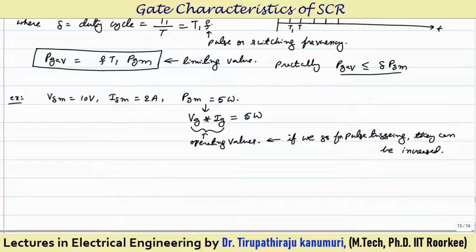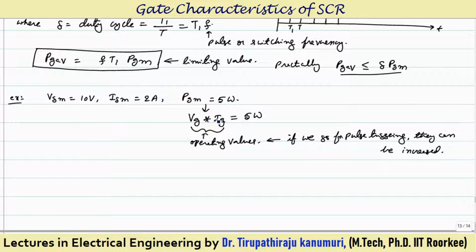So let us take one example to avoid confusion. Let us assume in the SCR data sheet they have mentioned VGM is equal to 10 volts, IGM is equal to 2 amperes, PGM is mentioned as 5 watts. That means the power should not cross 5 watts. So what is this 5 watts? Let us take the case of continuous triggering. In order to generate this power, it is equal to VG multiplied by IG. So this VG multiplied by IG should be 5 watts only, and VG and IG are selected in such a way that VG should not cross 10 volts and at the same time IG should not cross 2 amperes. Accordingly, you have to select the operating points.